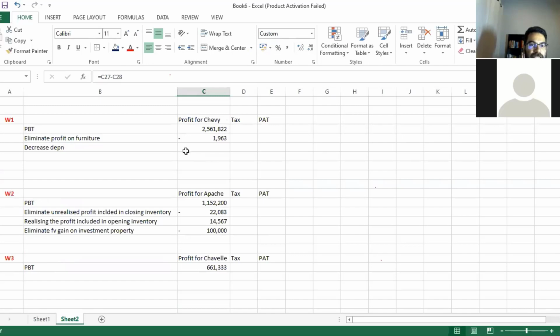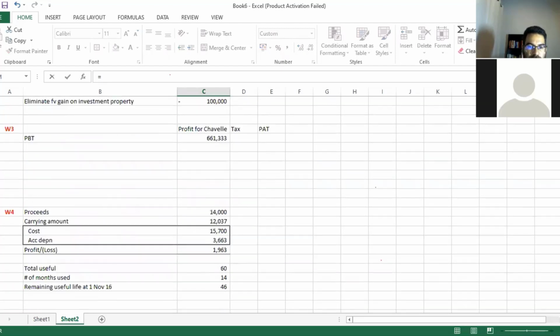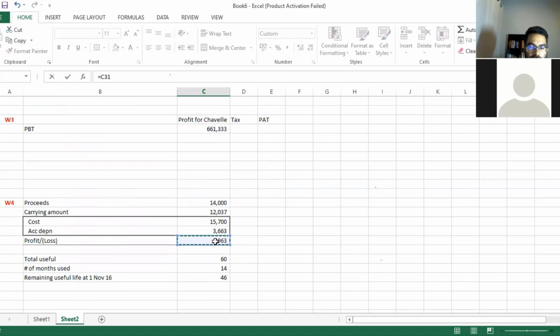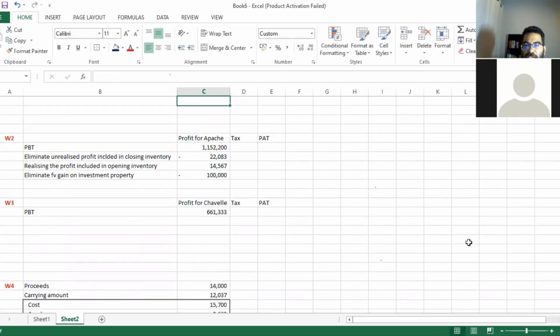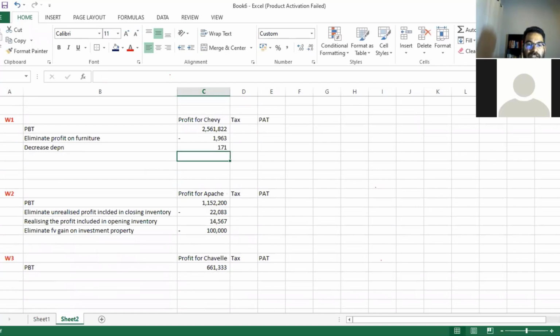we need to decrease depreciation. How are we going to decrease it? We're going to say that 1,963, so this amount multiplied by 4 months. Chevelle have used it for 4 months, so therefore they've depreciated the higher amount for 4 months over a useful life of 46 months. So we need to make an adjustment of 171.